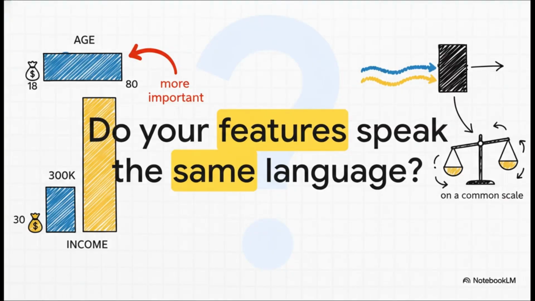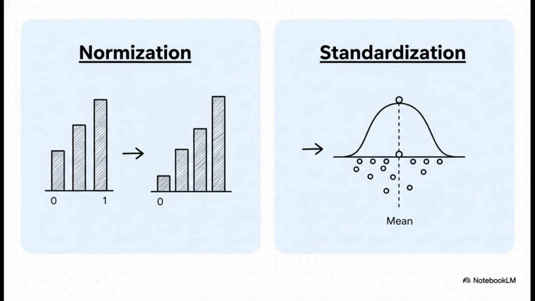Think about it. What if you have one feature for a person's age, which might range from, say, 18 to 80, and another feature for their annual income, which could be in the hundreds of thousands? To a machine learning model, those big income numbers might look way more important than the small age numbers, just because of their scale. Scaling puts all your features into a common language so they can be compared fairly. And there are two main ways we do this.